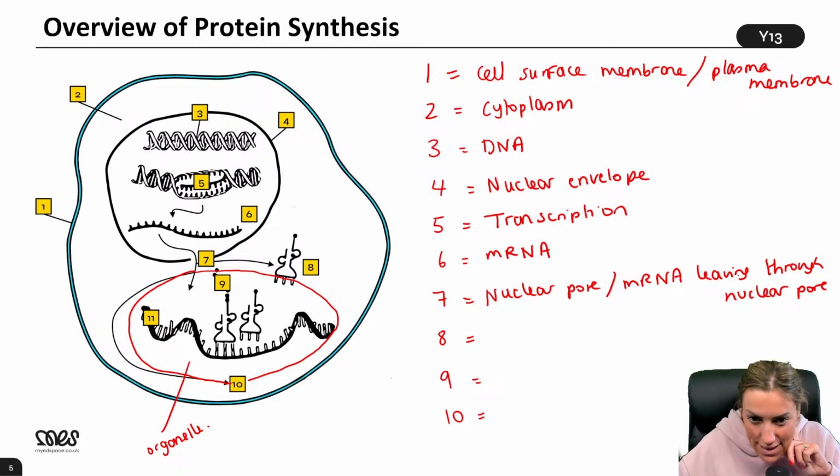Number 8. Can it be nuclear membrane? Yeah, it is a nuclear membrane. Yeah, it's a double membrane, nuclear membrane. We just tend to call it nuclear envelope. Yeah, but nuclear membrane is fine.